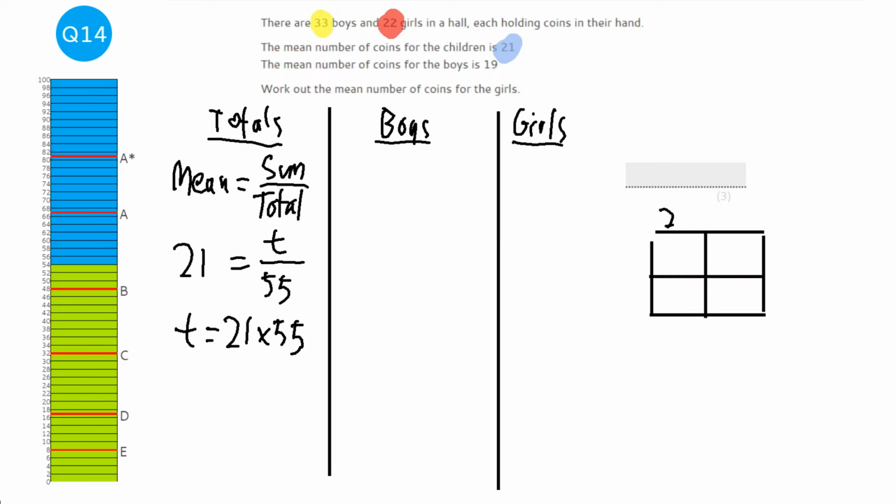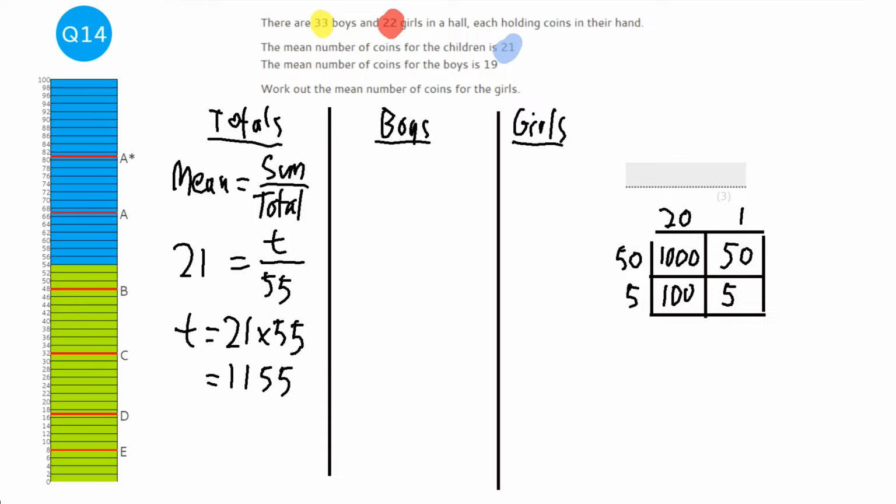So we've got 21 times 55. 1 times 5 is 5. 5 times 20 is 100. 1 times 50 is 50. And 2 times 5 is 10 with the extra 2 zeros. So looking at that, that's going to be 1155.